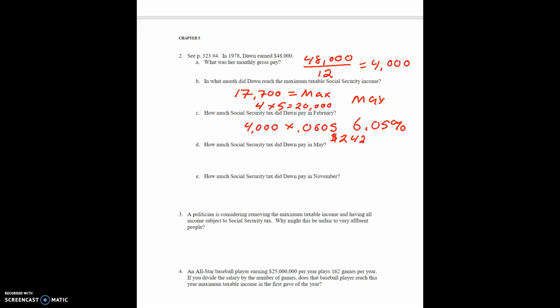How much Social Security tax did Dawn pay in May? Okay. So again, our maximum was $17,700. Subtract off your $16,000, okay, for the first 4 months, January, February, March, and April. So you're left over with $1,700. Multiply that by that same decimal, 0.0605. Gives you 102.85.